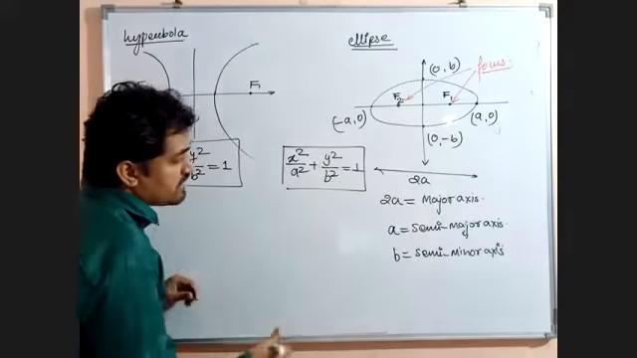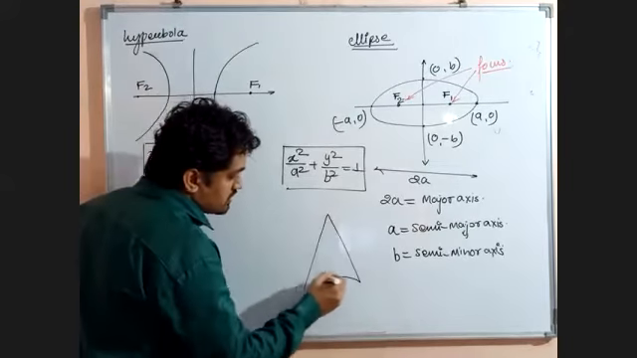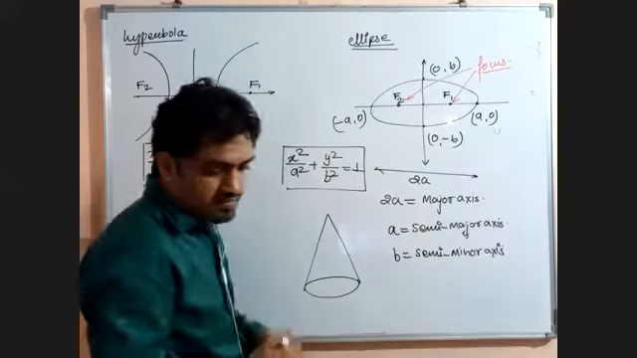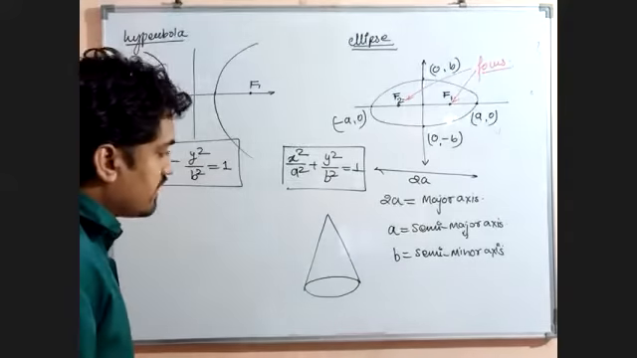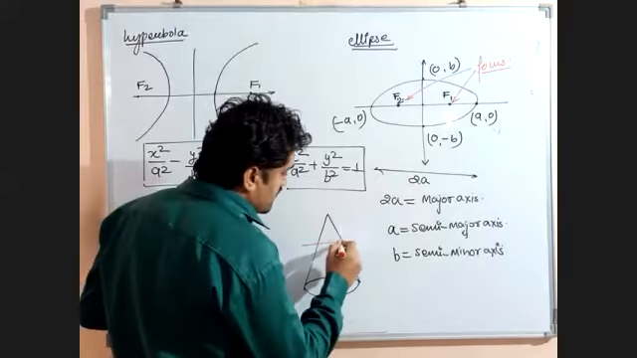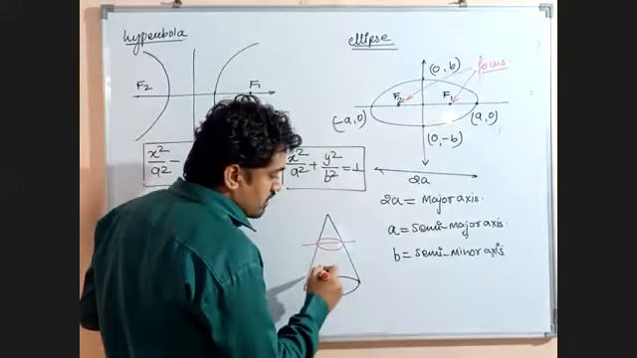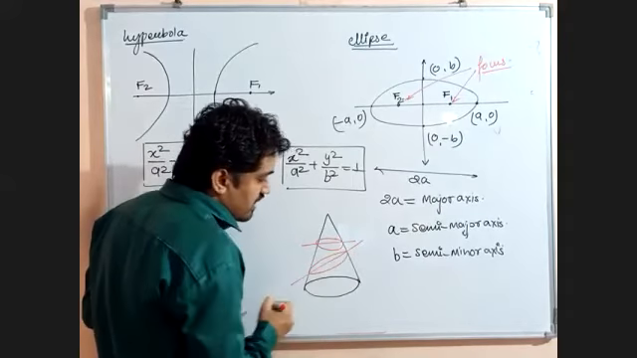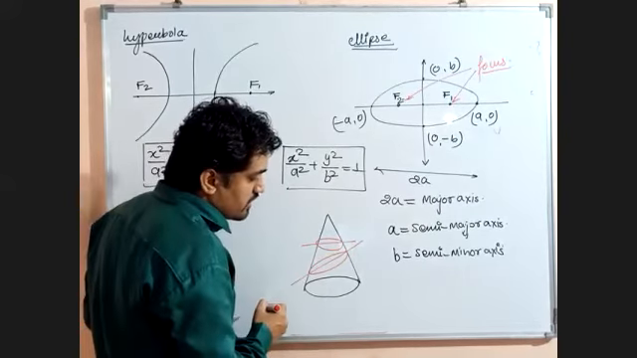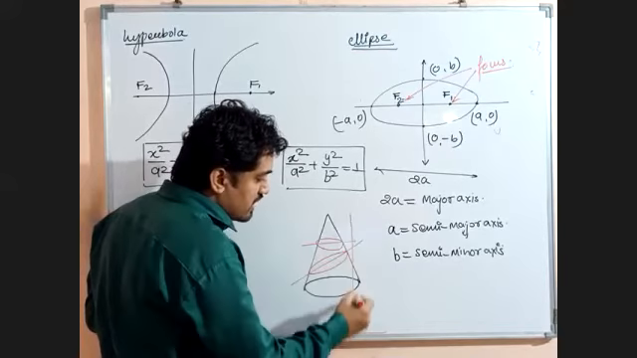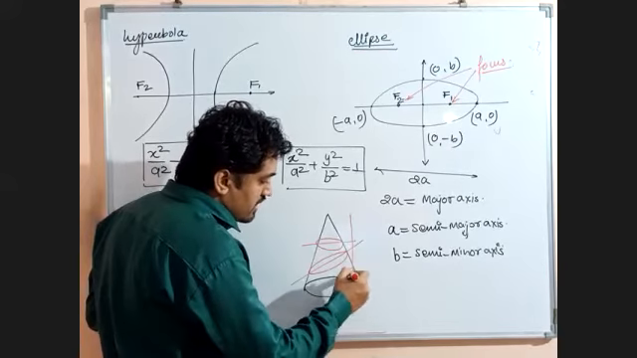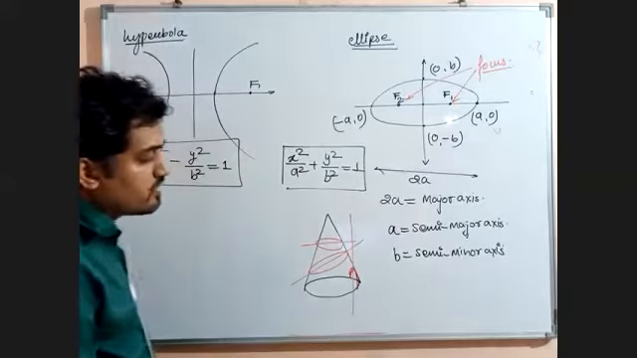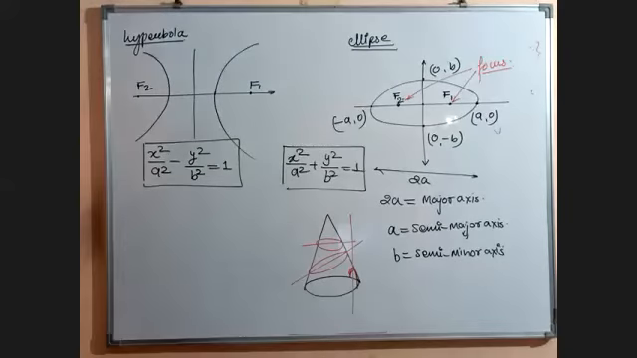What is the meaning of conic section? This is a cone, and if we cut this cone by a horizontal plane, then we will get a circle. If we cut it by an inclined plane, then we will get an ellipse. If we cut it by a vertical plane, then we will get a parabola. You have to just imagine in 3D. 3D imagination power is required to understand conic section.